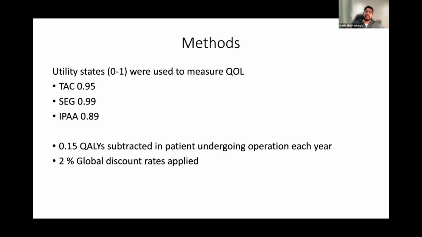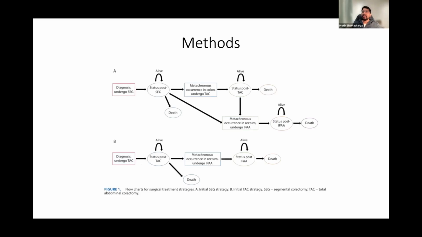And what they did also was to apply a 2% global discount rate for QALYs throughout the whole population. Everyone had 2%. So what that means is the quality adjusted life years tend to decrease each subsequent year because of this 2% discount rate, which essentially assumes that the value given to quality of life in the present day is more than that in the future. So they have applied this 2% global discount rate.